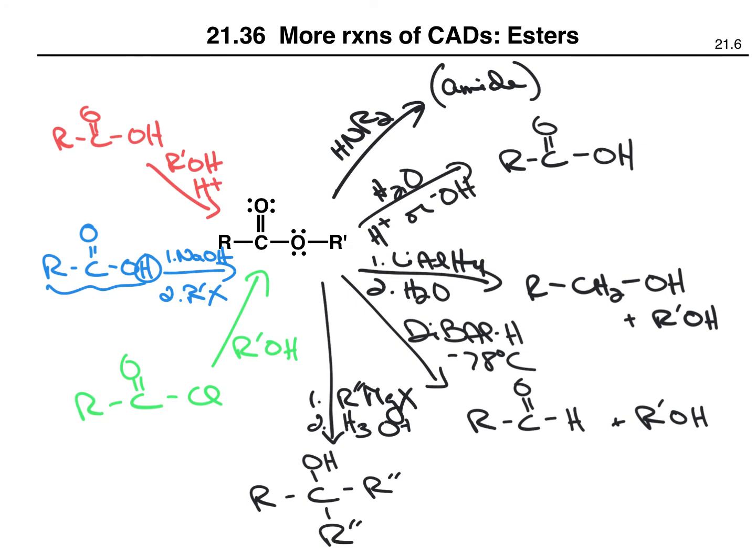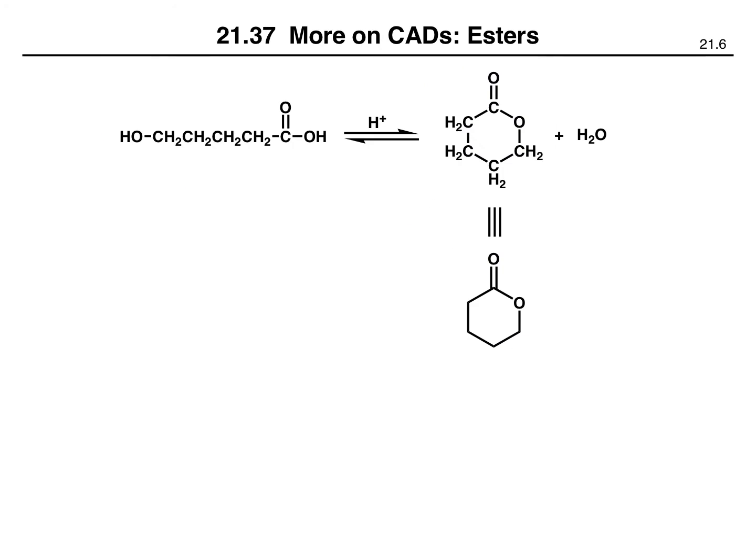as well. Another important thing about esters is that if you have a molecule with a carboxylic acid and an alcohol in the same molecule, and this is exposed to acidic conditions, it can undergo an intramolecular esterification to give a cyclic ester. Now, a cyclic ester is called a lactone. So an intramolecular esterification reaction is called a lactonization.